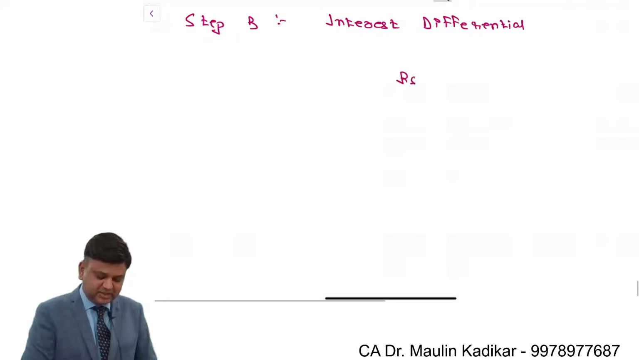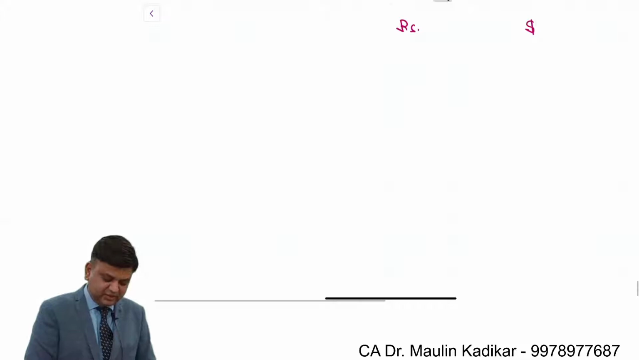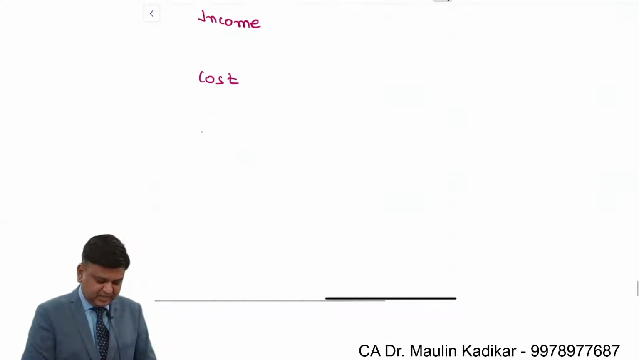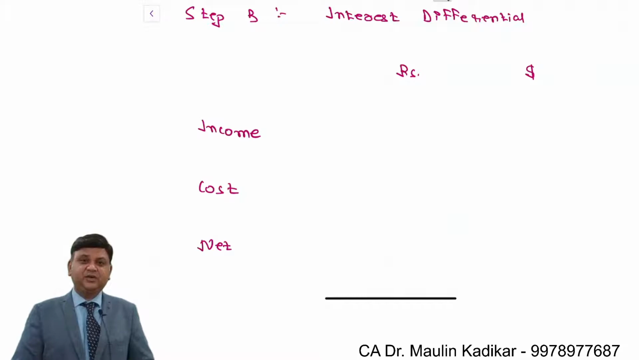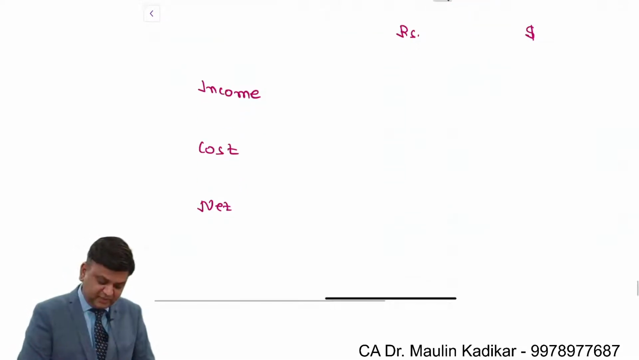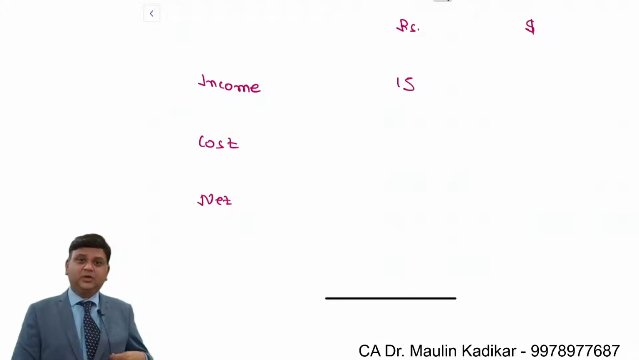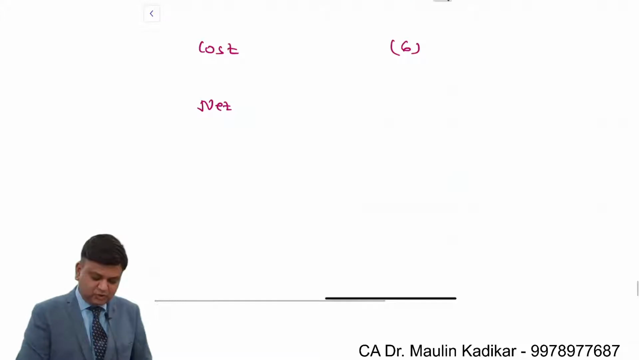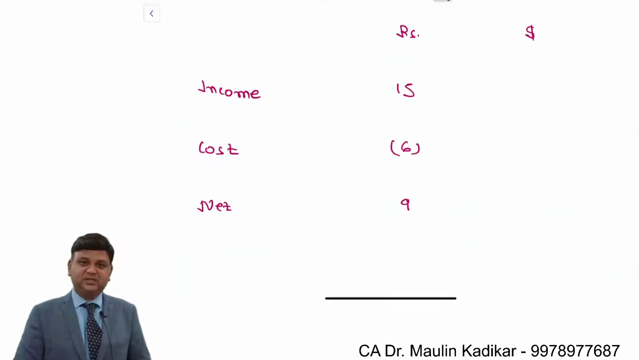So rupee currency and dollar currency. We are required to make the interest differential calculation like this: income and cost. And that is the way the net will be calculated. Now friends, when you invest in rupee, you get 15% income, and you have to borrow dollar at the rate of 6%. So you have 9% interest differential positive for rupee currency.